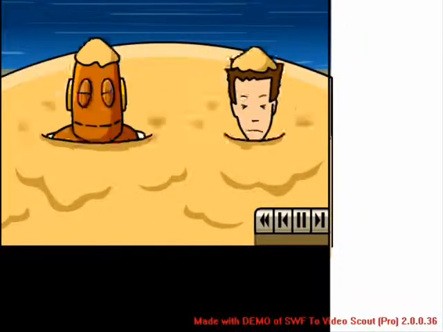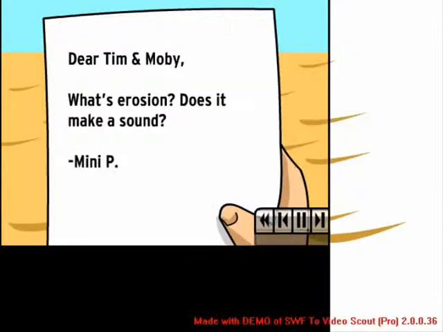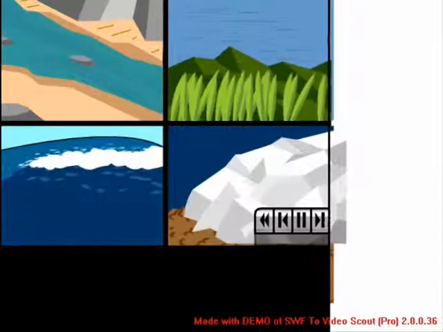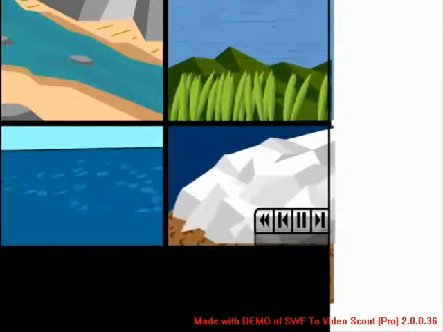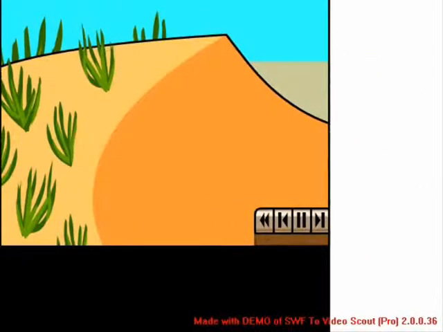What's that? Ow! Dear Tim and Moby, what's erosion? Does it make a sound? From Minnie P. Funny you should ask, Minnie. We just had kind of a close call with the forces that cause erosion. Erosion happens when running water, wind, waves, or glaciers pick up stuff like dirt and rocks from Earth's surface and move them around. Plant roots hold sand or soil together against the effects of wind and water. When they're not there, erosion goes nuts.